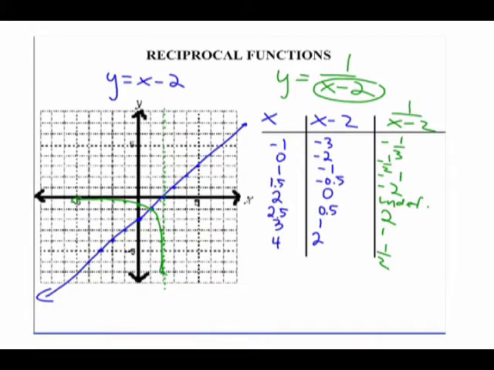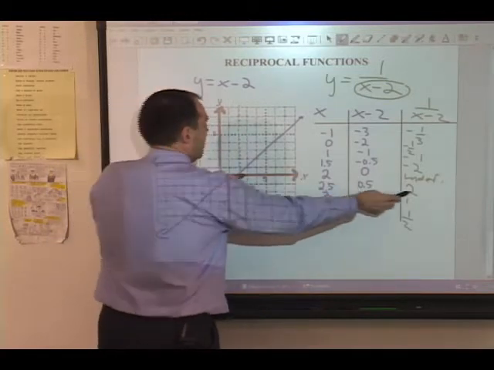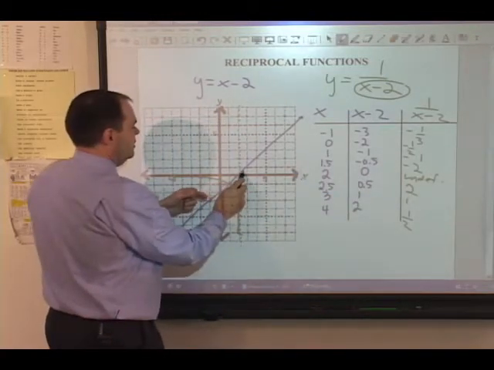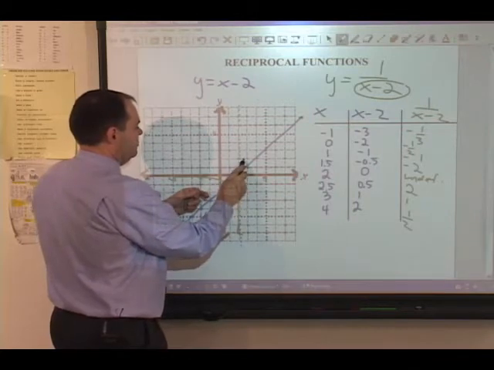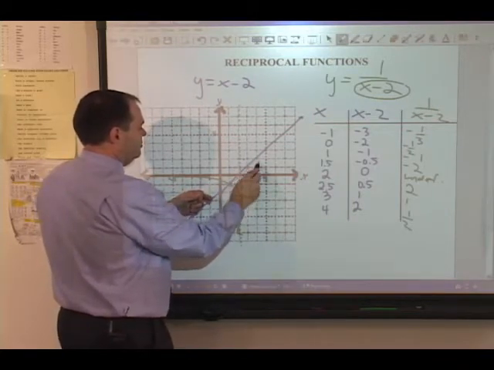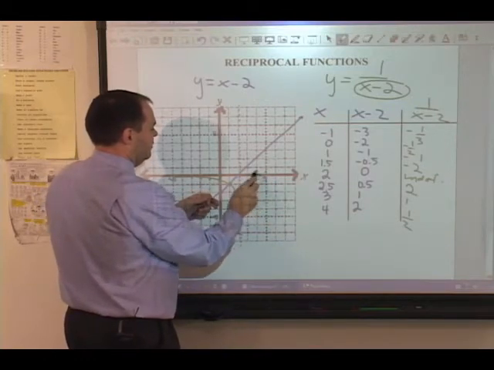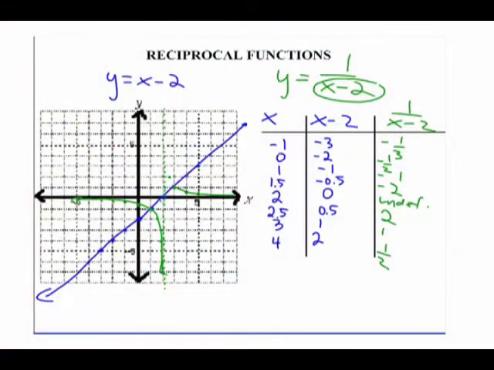On the other side of the graph, 2.5 had a y value of a half originally. Now it has a y value of 2. Half becomes 2. A y value of 1 becomes 1. A y value of 2 becomes a y value of a half. A y value of 3 becomes a y value of a third. The points approach the x-axis as a horizontal asymptote. These points approach the vertical line, x equals 2, as a vertical asymptote.